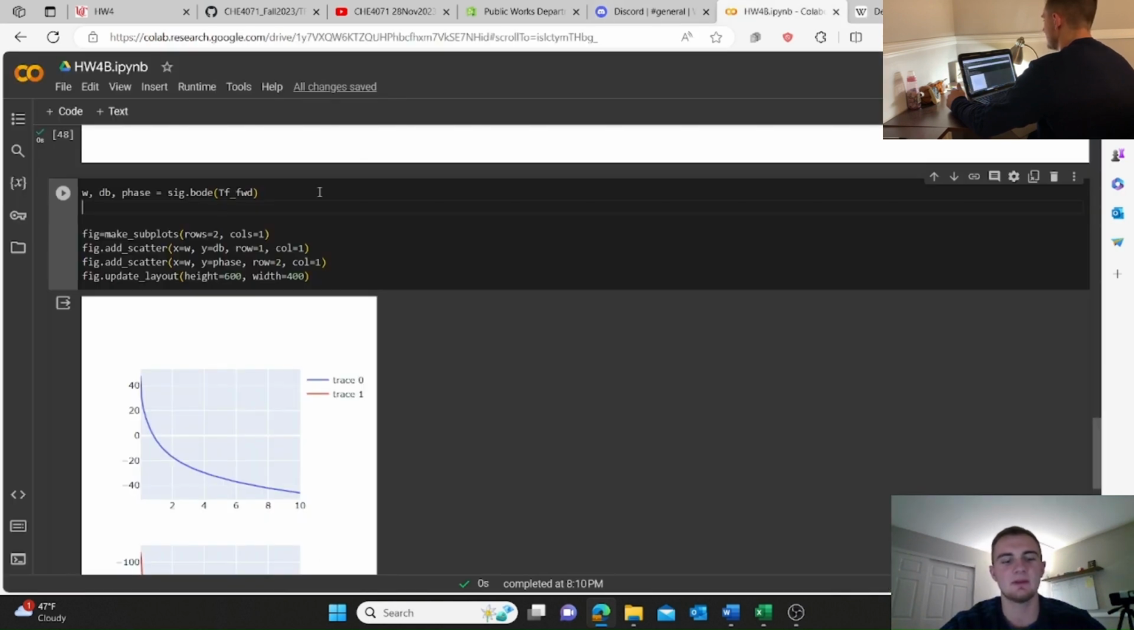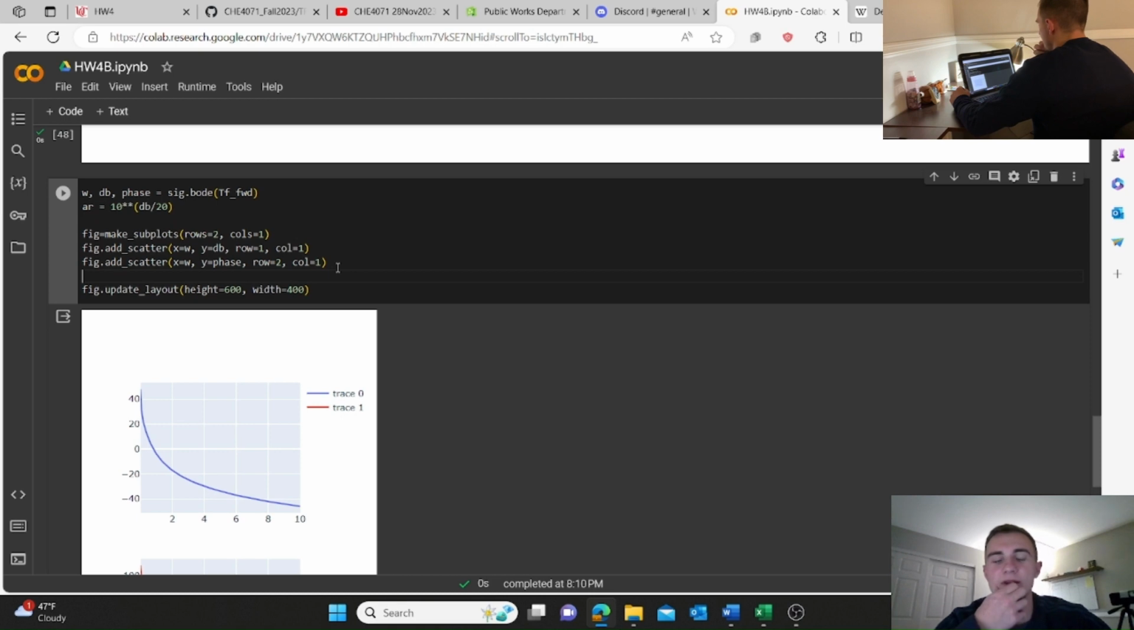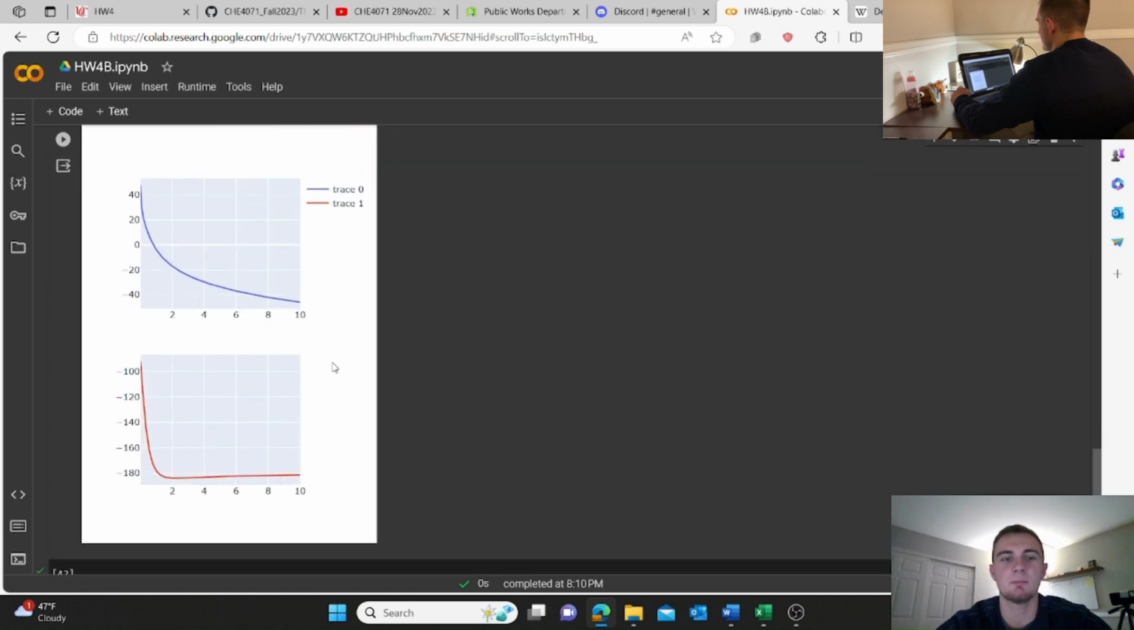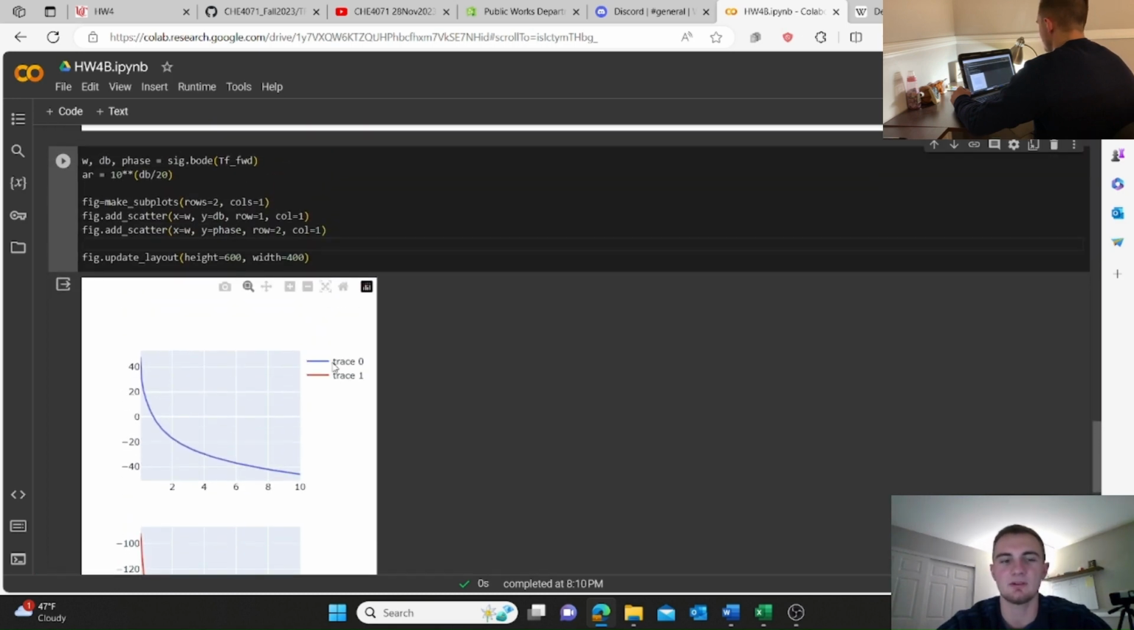So let's go ahead and set that up. I'll have AR is equal to 10 raised to the decibel divided by 20. So that's how we can get from decibel to amplitude ratio. And next, to see the frequencies a little bit more clearly on our x-axis, we can update it to a logarithmic scale so we can really zoom in on our axis.